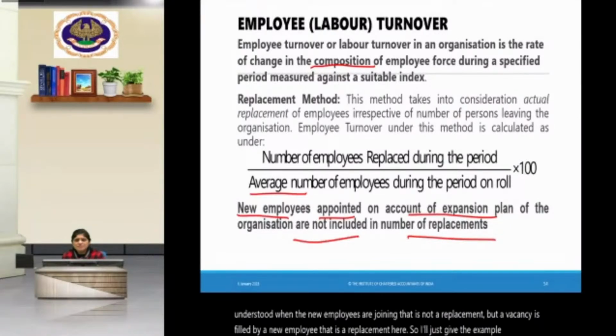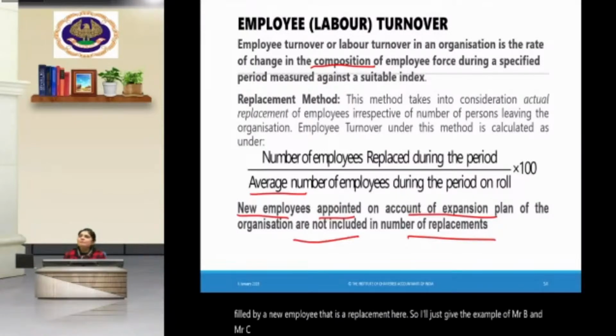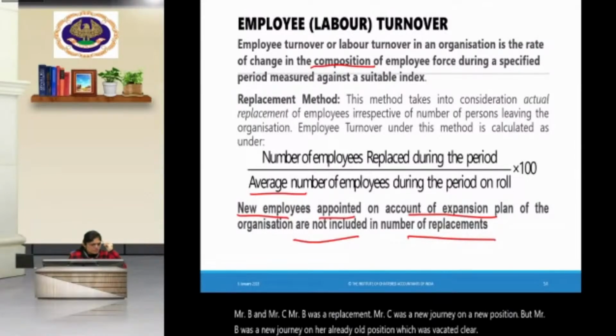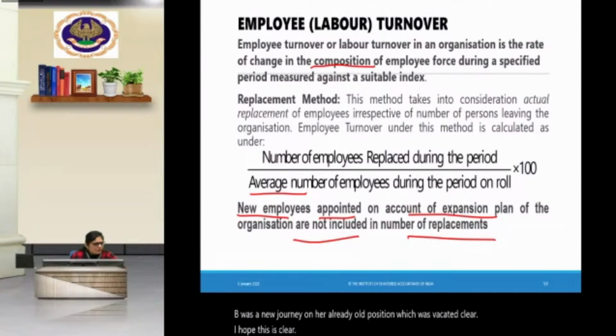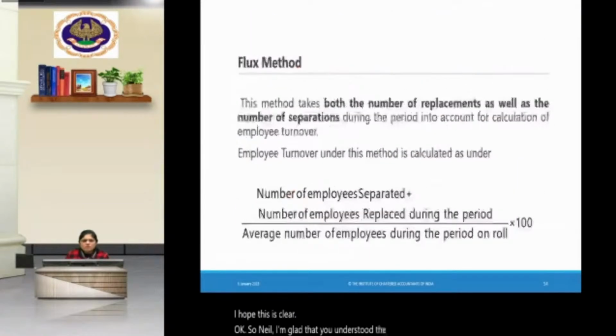Mr. B and Mr. C. Mr. B was a replacement. Mr. C was a new joinee on a new position, but Mr. B was a new joinee on an already old position which was vacated. Clear? I hope this is clear. Okay, Sunil, I'm glad that you understood the earnings and cost also.